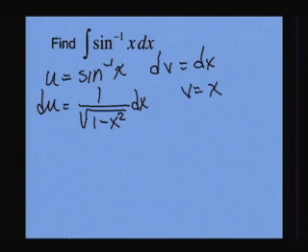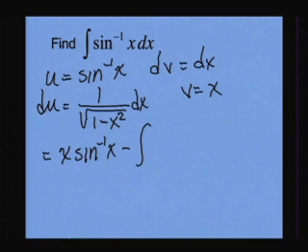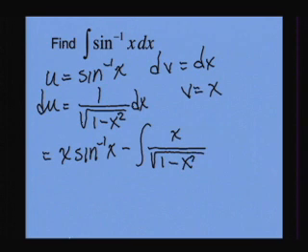And so when we plug this into the formula, we get that this is equal to u times v. So x sine inverse of x minus the integral of x over the square root of 1 minus x squared dx.